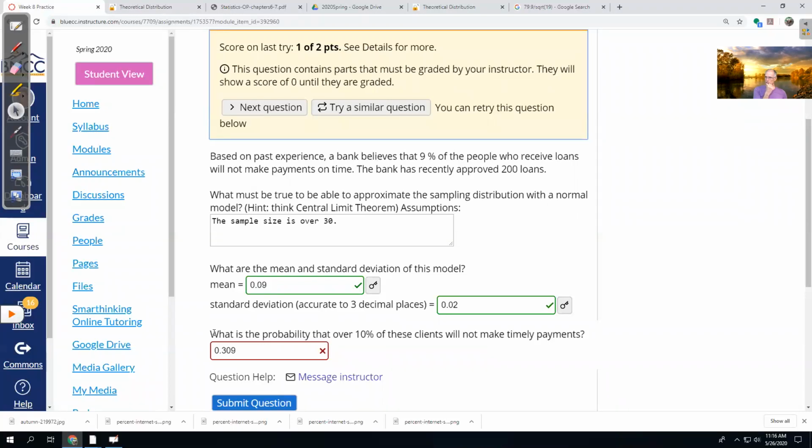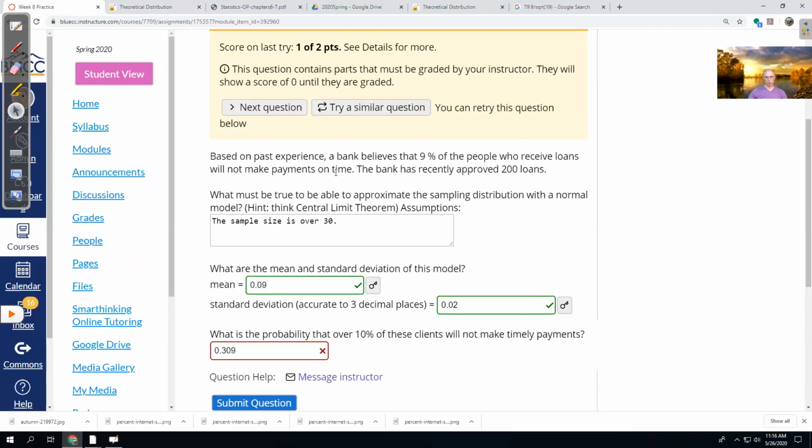Is it looking for 90 that aren't paying on time? The 90% that aren't paying on time, but 90% are paying on time, right? Because this says 10% of the clients will not make timely payments. This says 9% of people who receive loans will not make payments on time. No, I don't think it's the other 90% we're asking about here.